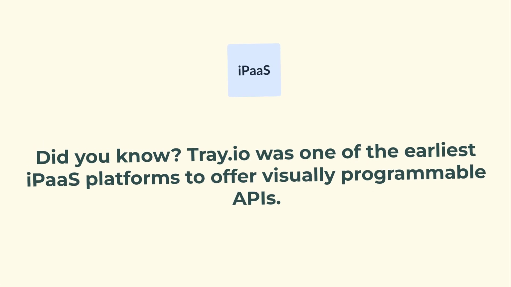Oh, and here's something cool you might not know. Tray.io was actually one of the first iPaaS platforms to let you visually program APIs, basically dragging and dropping your own API logic. Kind of a big deal for developers who hate writing walls of code.